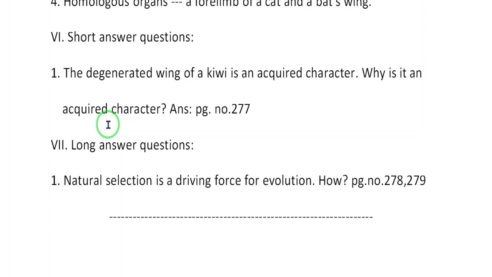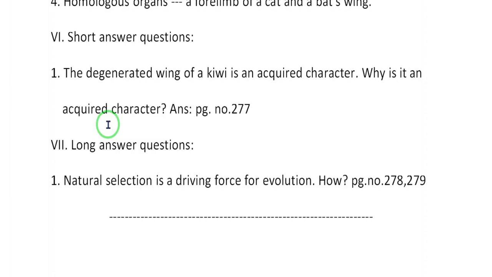Theory of inheritance of acquired characters. That fourth point, that paragraph, first line, first point: when there is a change in the environment, the animals respond to the change. Second point, they develop adaptive structures. The characters developed by the animals during their lifetime in response to the environmental changes are called acquired characters.